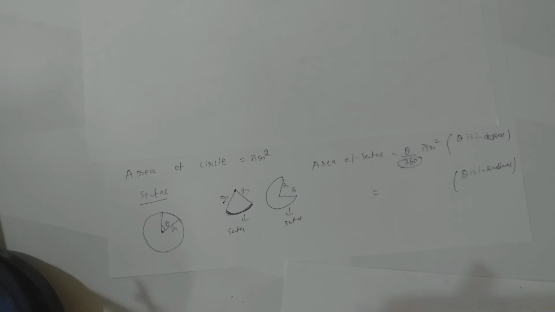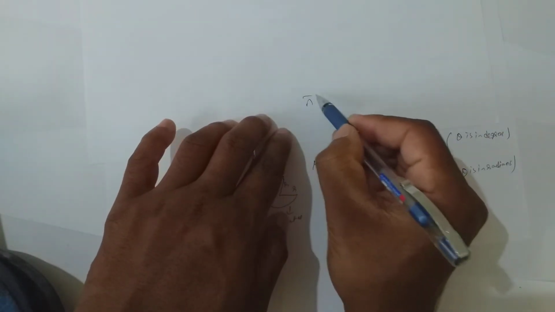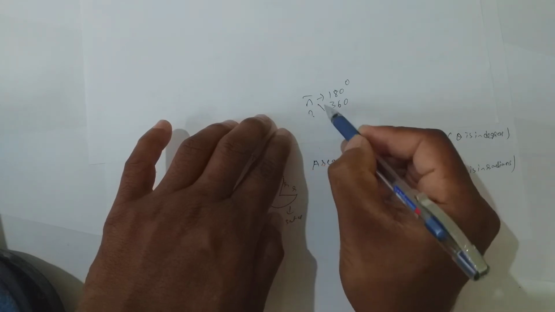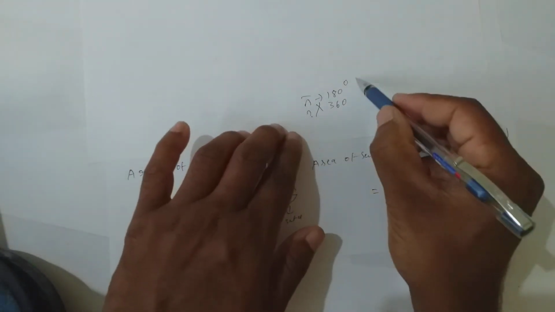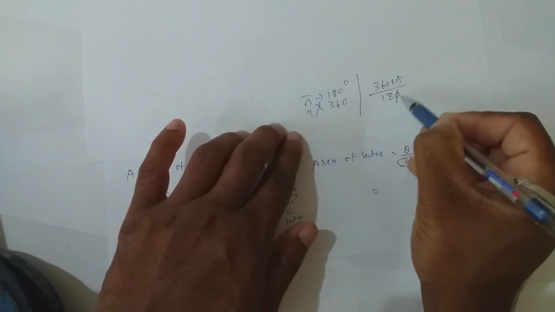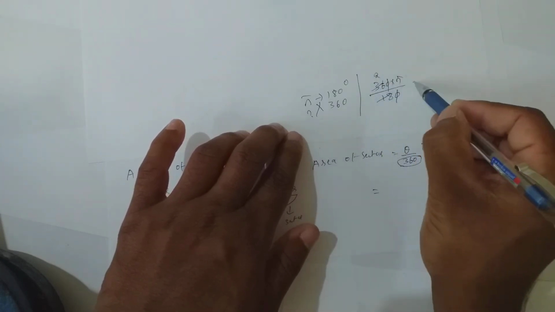For that we need to do, pi is nothing but 180 degrees. So 360 degrees is nothing but how many radians? Multiply it, what do you get? 360 into pi by 180. 18 ones are 18, 18 twos are 36. So it is 2 pi.